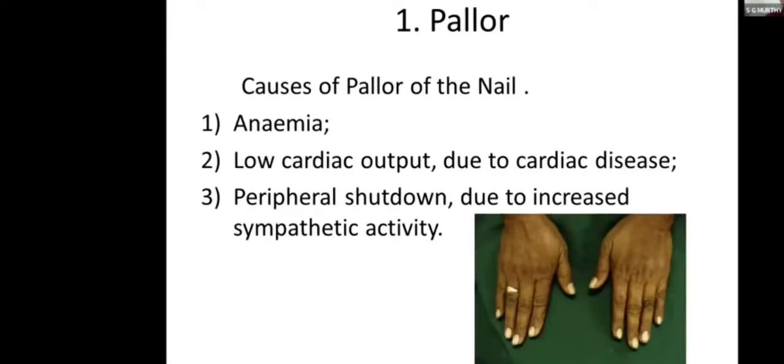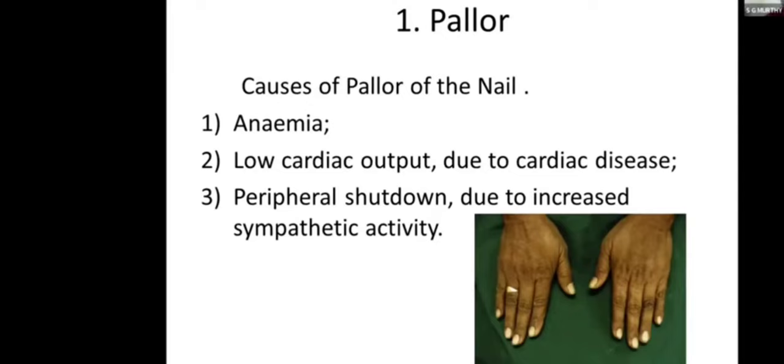First is pallor, which we all see in our medical schools. Cause of pallor is anemia, simple. Low cardiac output because of some cardiac disease. Peripheral shutdown because of some sympathetic activity. Very simple. Agar yahan pe oxygen nahi hai, to wo pale hi dikhega. So anemia mein oxygen carrying capacity is less, so it will look pale. Heart disease mein, again, the oxygen that is carried is less, so it is looking pale.